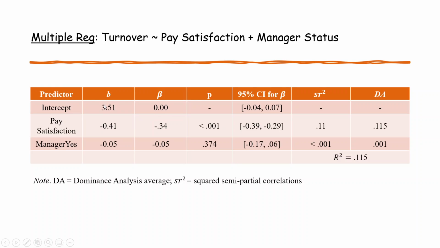And this is how I like to display my results. It just makes it a lot easier than trying to write these complicated write-ups, I think. And so we'll start with this column with our raw slopes or unstandardized slopes. So this intercept, this tells us that the intercept is 3.51, and then this is the unstandardized slope for pay satisfaction, the unstandardized slope for manager status, and then these are the standardized slopes. This is the p-value for the significance test. This is the confidence interval for the standardized slopes. So again, this is our point estimate. This is the confidence interval. This is our semi-partial squared correlation coefficient. And then this is the dominance analysis. And then this is our multiple R squared.